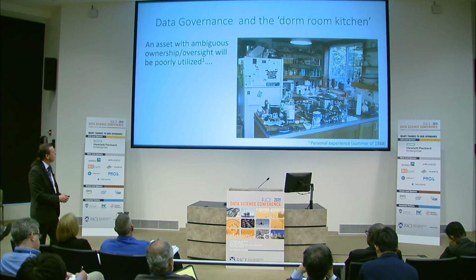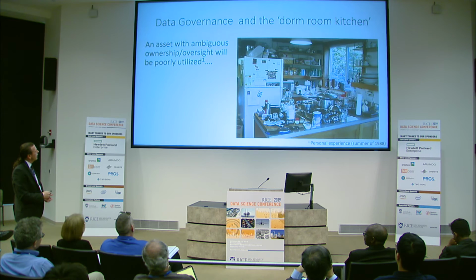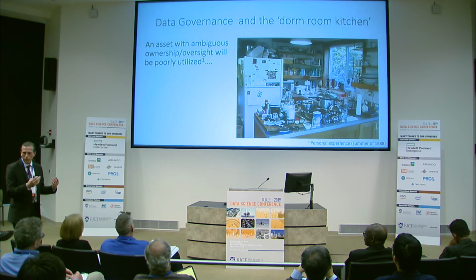And so in many ways, I think of data governance in the dorm room kitchen. Anybody here live in a dorm room any time in the past? Put up your hand. Okay, there's a couple, many more. This is from my own personal experience in the summer of 1988: an asset with ambiguous ownership and oversight will be poorly utilized. No one in charge of the kitchen becomes not usable.